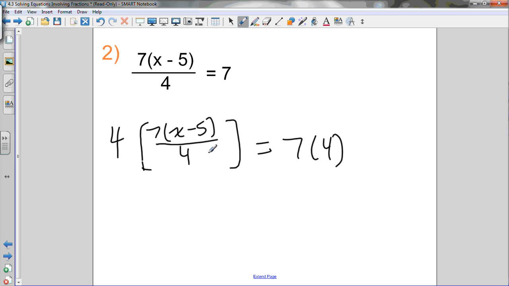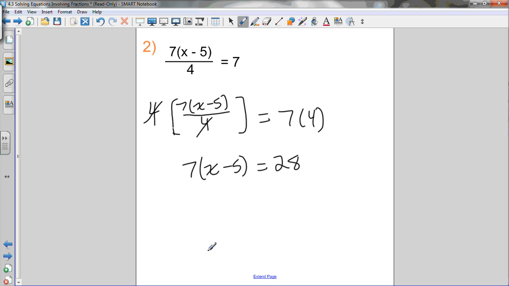So I have 4 times 7 times x minus 5 over 4. I have a 4 divided by a 4. Those are going to cancel, and what I'm left with is just 7 times x minus 5 equals 7 times 4, which is 28. Now solve this like in the previous lessons. Get rid of our brackets by distributing the 7 to the x and the negative 5. And I get 7x minus 35 is equal to 28.